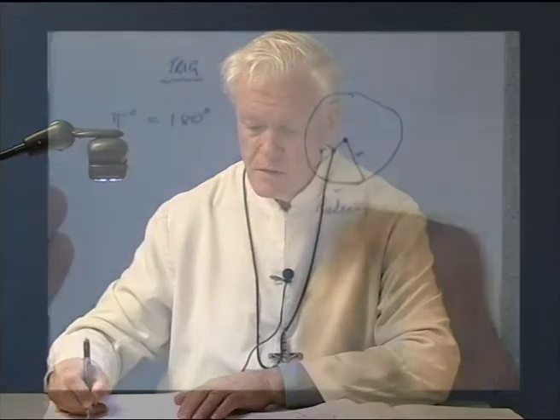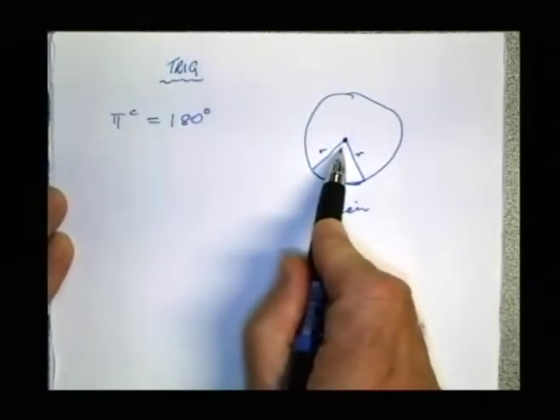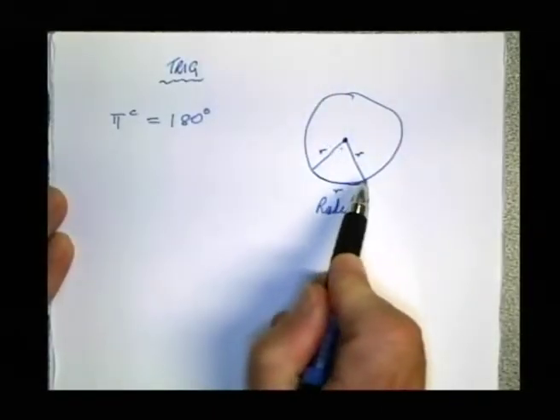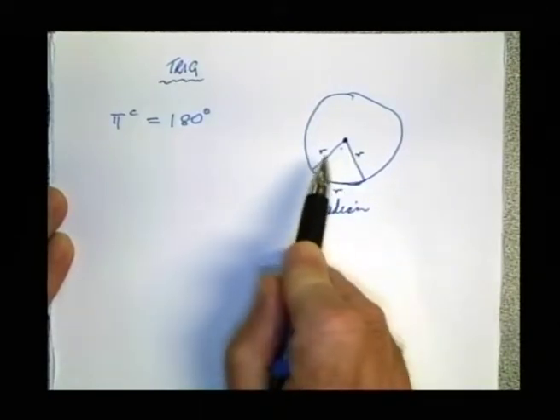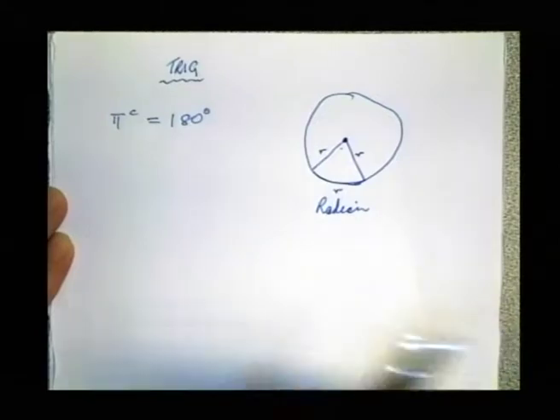First thing is, what is a radian? A radian is the angle at the centre of a circle subtended by an arc equal in length to the radius. So you've got both of those, all those are equal. That's what a radian is.